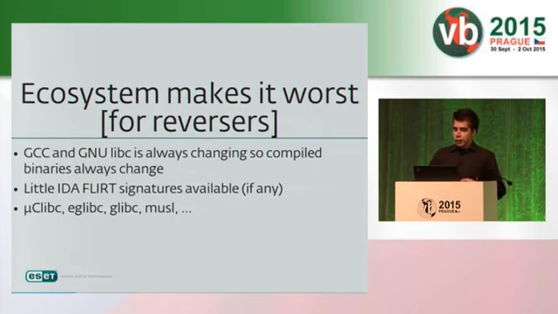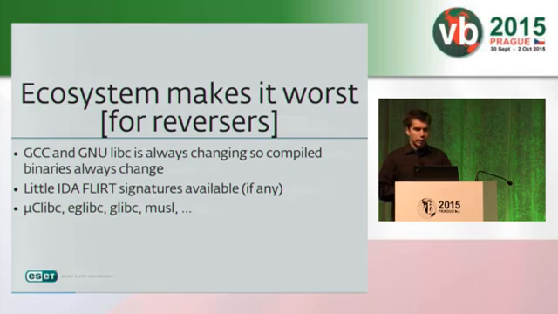The ecosystem is also making everything worse because GCC and libc are always changing versions, updating, and when it is statically linked, all of that code is inlined into the ELF binary. So you cannot build a database of this knowledge and reuse it from time to time. Because of that problem, IDA FLIRT signatures are rarely available, and for the Linux/Moose case, nothing was available.